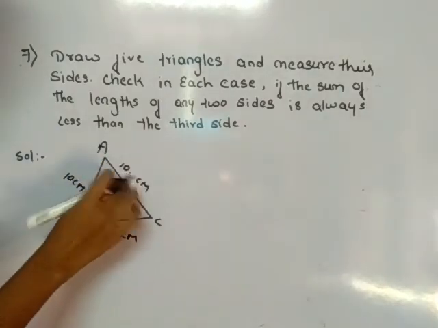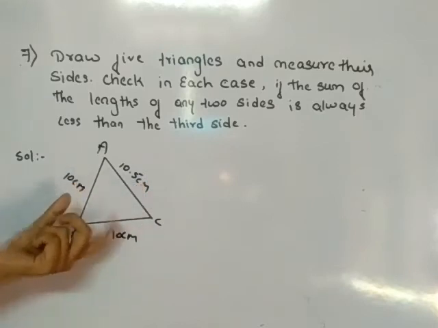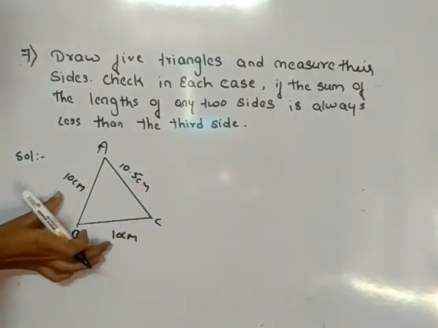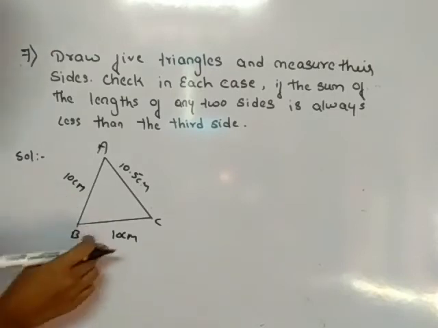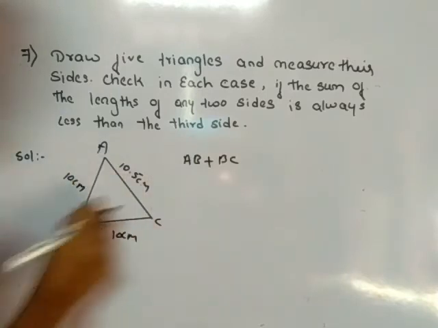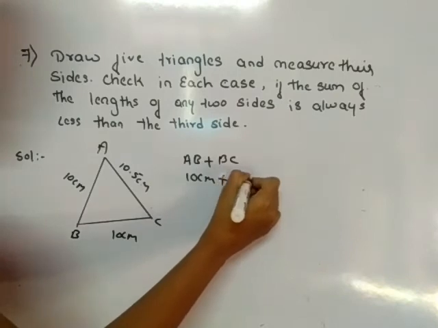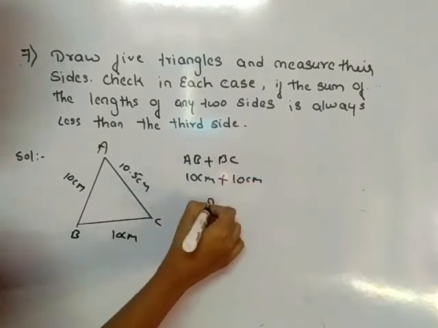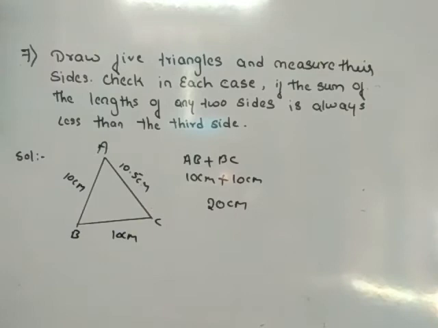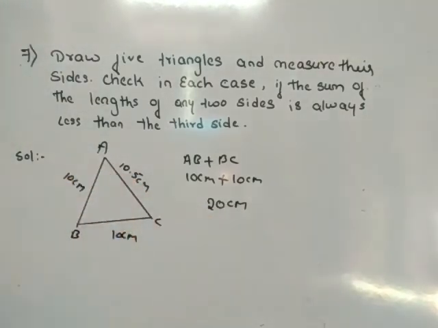We'll check. You can consider any two sides, either these two or these two or these two. Here I am going to consider these two sides, AB plus BC. AB is 10 centimeter plus BC is also 10 centimeter. After adding, I am getting 20 centimeter. Is 20 less than 10.5? Is it possible? No.